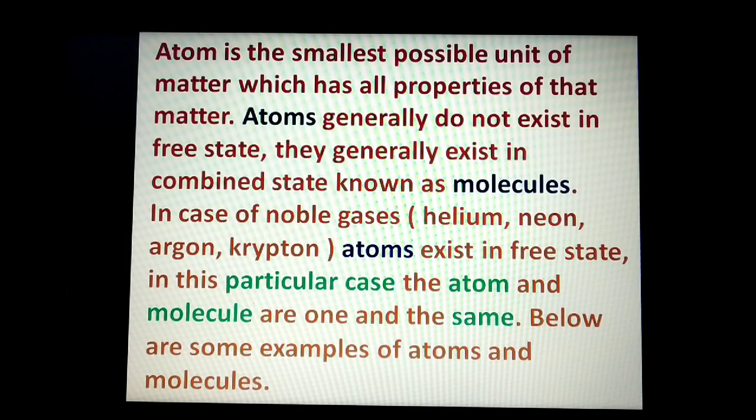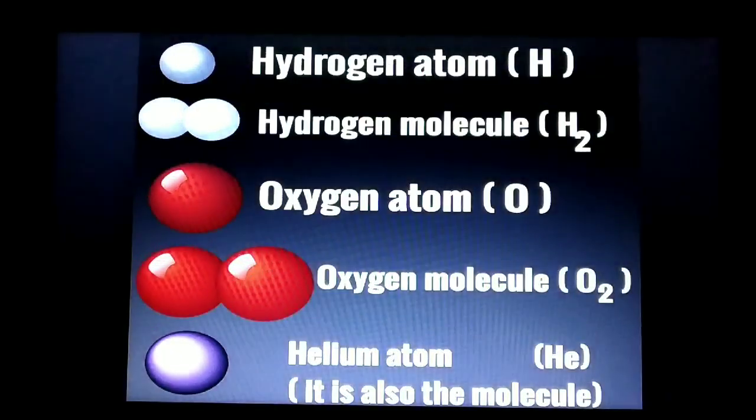Atoms generally do not exist in free state. They generally exist in combined state known as molecules. In case of noble gases like helium, neon, argon, krypton, atoms exist in free state. Now in this particular case, the atom and molecule are one and the same. Now below are some examples of atoms and molecules.